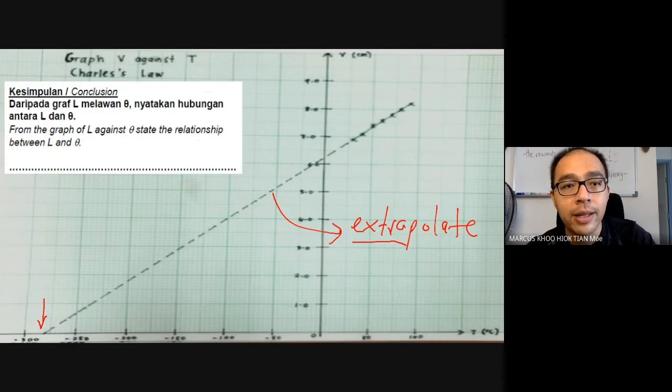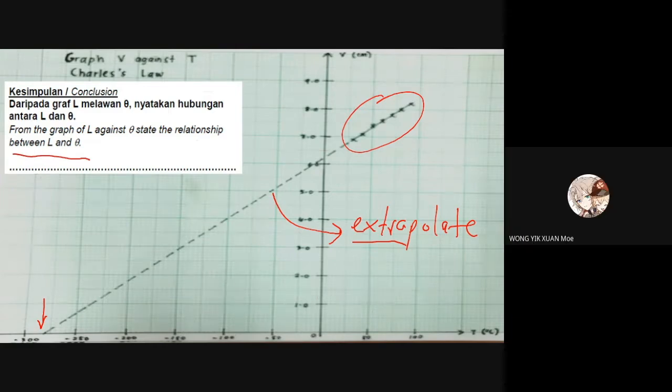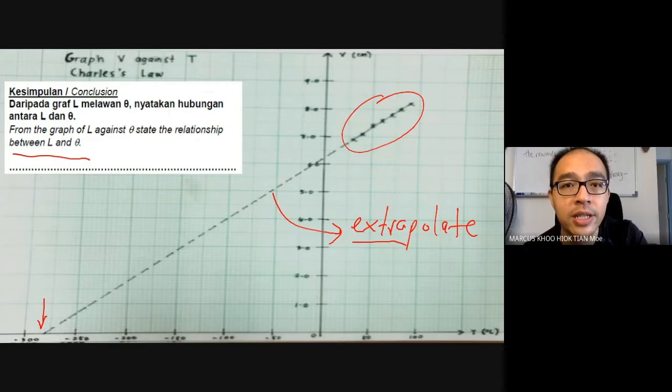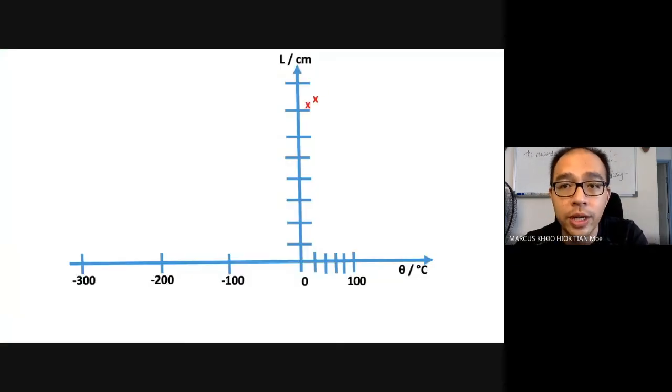But first of all, let's talk about the relationship between this. What is the relationship between L and theta? L is increasing linearly to theta, because it is not starting from 0. So the graph that you drew is like this, and then you do like this.